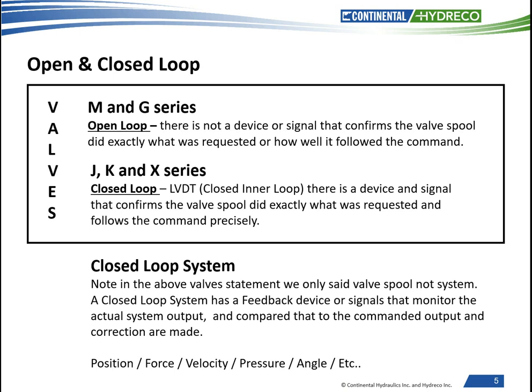The J, K, and X series use internal closed loop, or an LVDT, linear variable differential transducer. When a command signal is applied, the output or spool position is fed back and compared by the controller. Any deviation is then corrected, resulting in very precise, consistent, and repeatable output of the spool position. The benefit, repeatability and consistent accurate performance. These are the types of valves that should be used in a closed loop system.